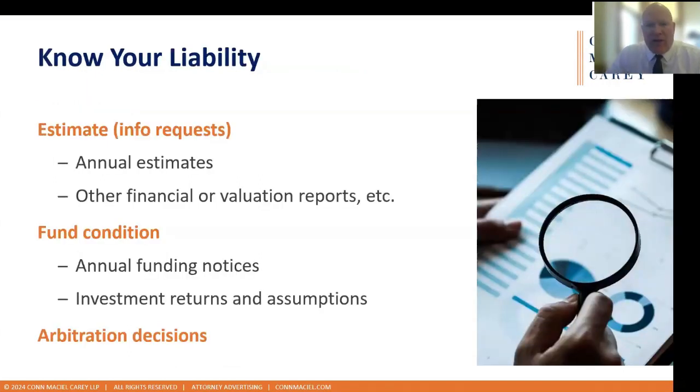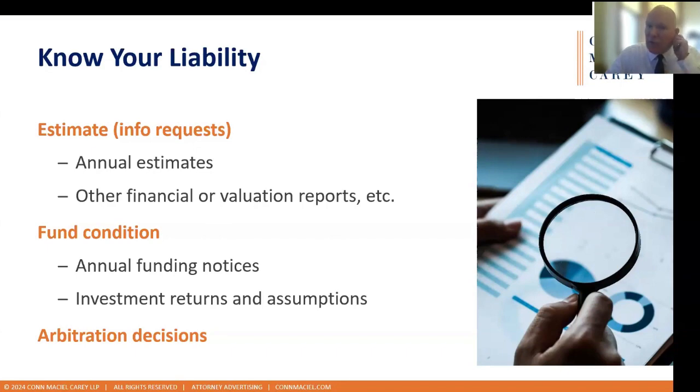Well, how do you know any of this and what do you do about it? Well, you can ask for an estimate, an information request. You can do that every year. They're annual. You can ask for financial and valuation reports. I have a sample template that you can use that we can talk a little bit about, but I think it's a good practice for anybody that contributes to a pension fund to send in an estimate request and ask, hey, what's my withdrawal liability? You can do that annually.